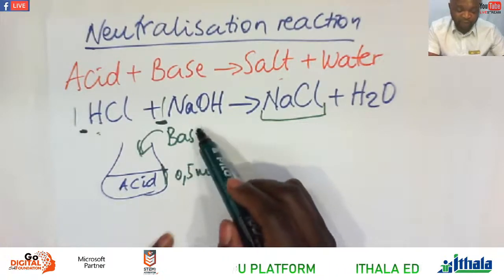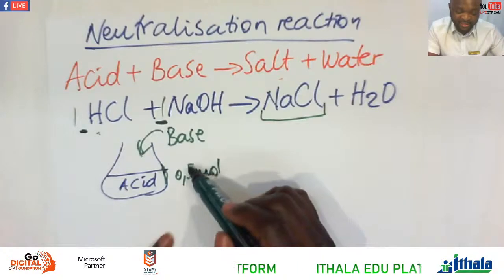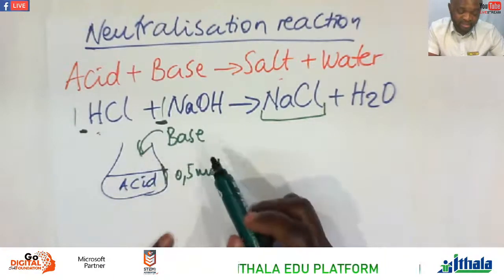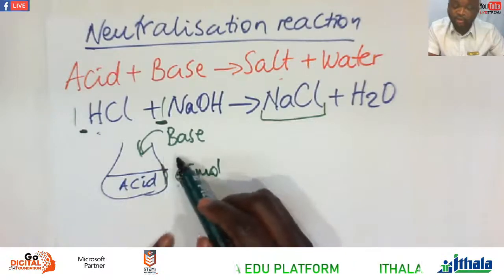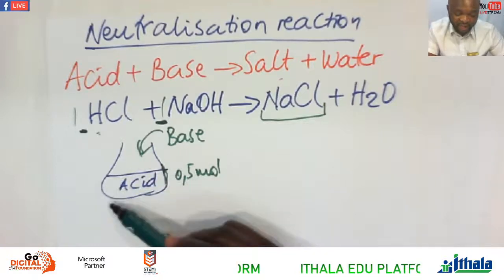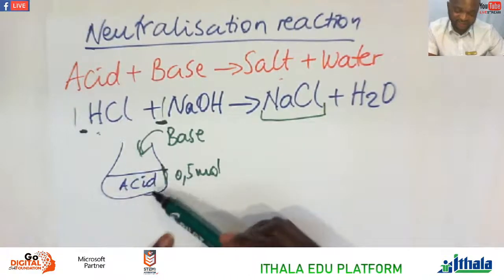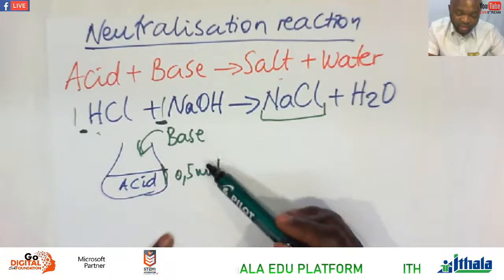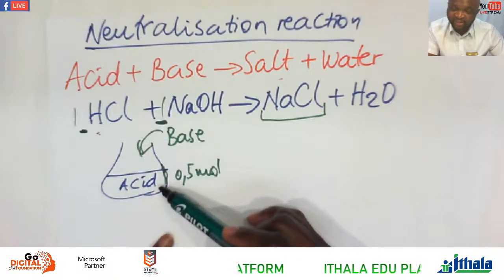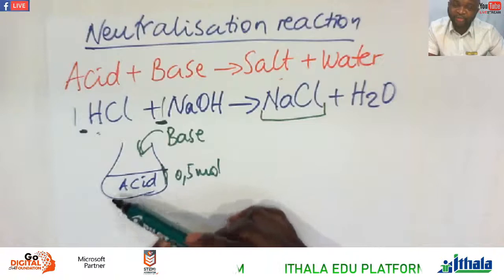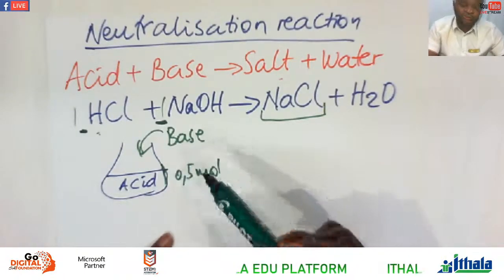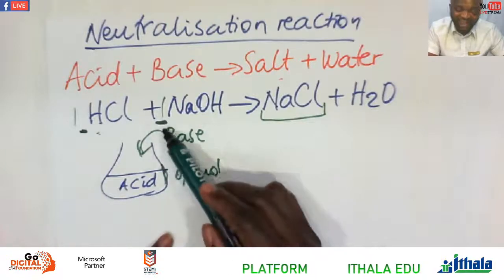Otherwise, if the number of moles of base is less than 0.5, let's say we add 0.4, the solution is not neutral. We still have more acid, so it's still acidic. If we add 0.7, there is now more base than acid, so the solution is no longer neutral. It's a basic solution. So what must we do to add the exact amount?